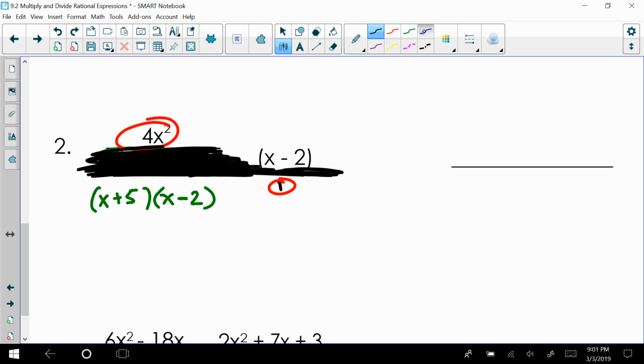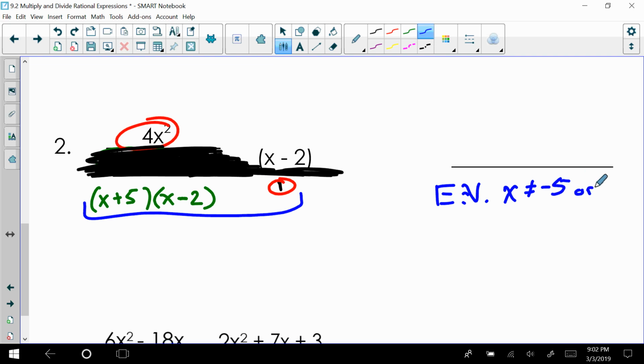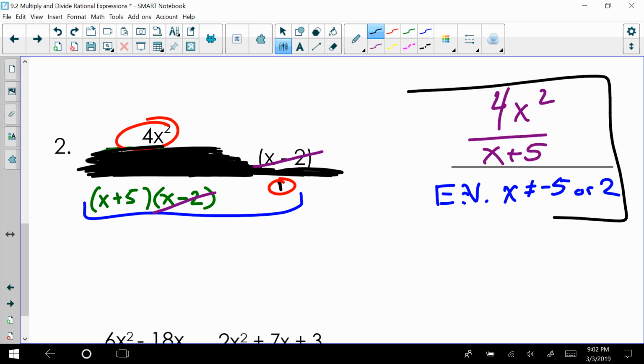Now I should take the time to state my excluded values. This one does nothing to it, but here I don't think x can be negative 5 because that would make a problem, or 2, okay. Done with that, great. Now I just have to stare at it and look to see if there's anything that matches. Well, this 4x squared is not going anywhere with anything down here. But x minus 2 and x minus 2 are. So what's left? 4x squared over x plus 5. And then I'll just caution you. This is the answer. You cannot cancel this x with one of these because this x is tied to the 5 through addition.